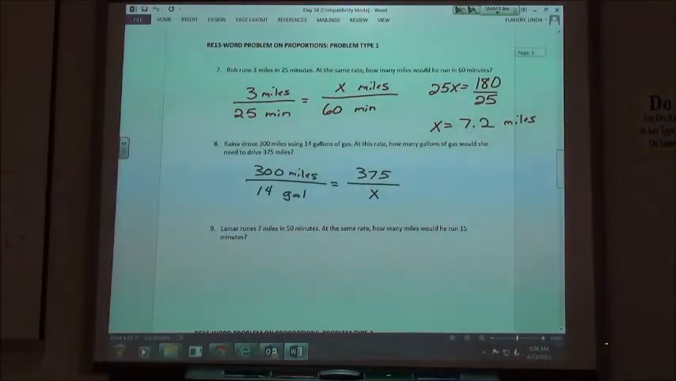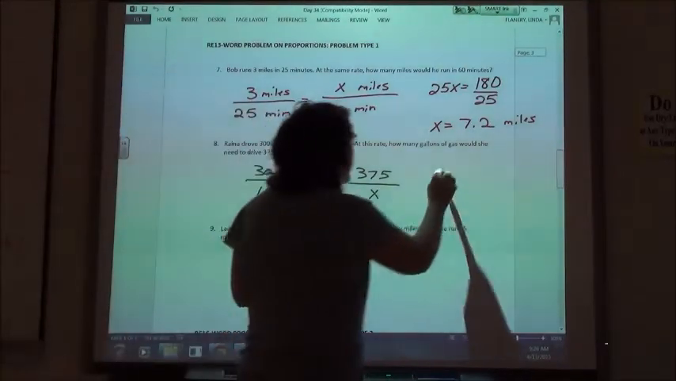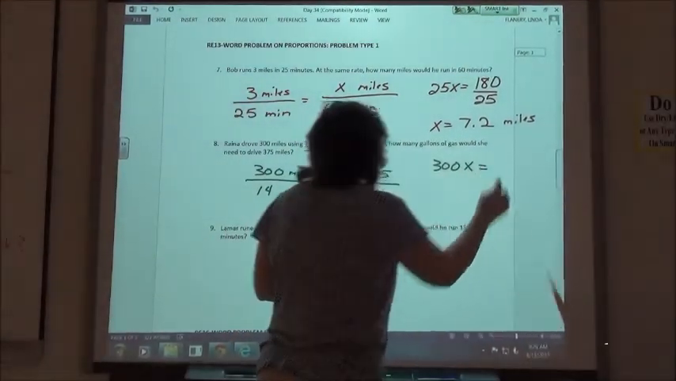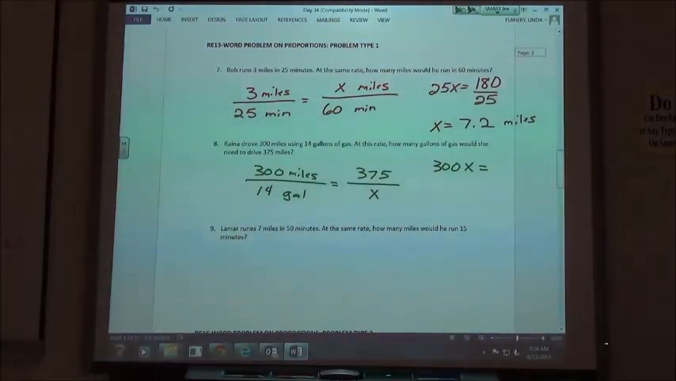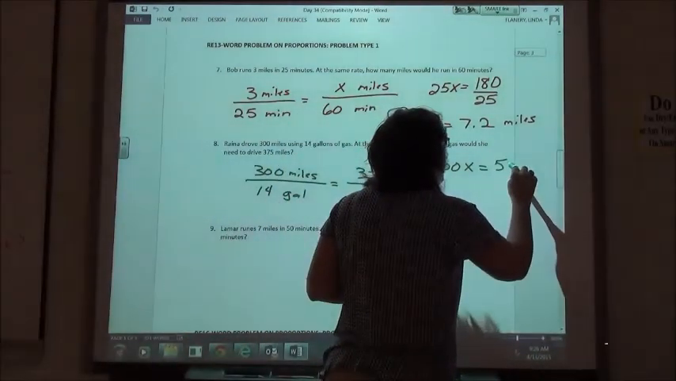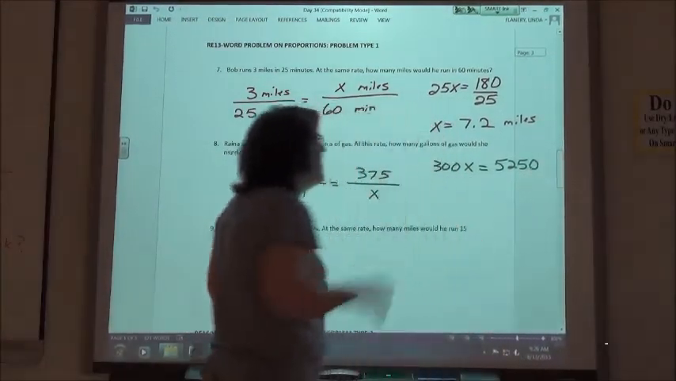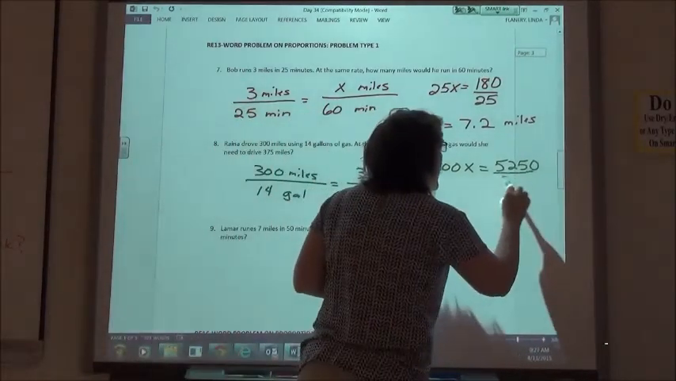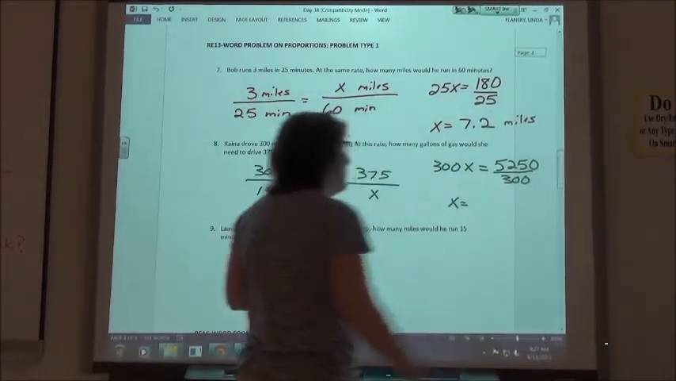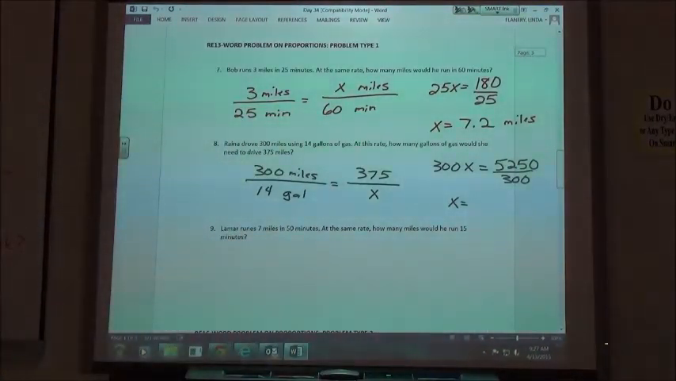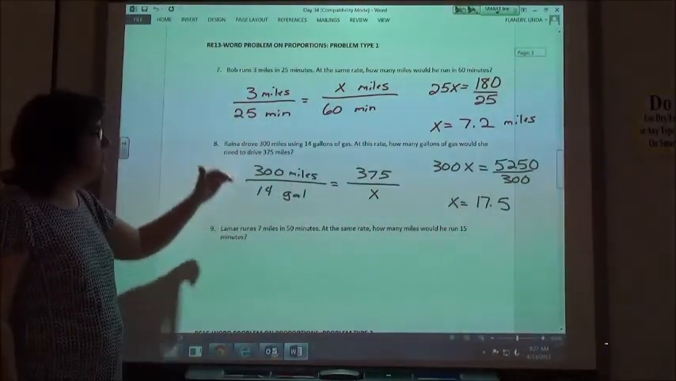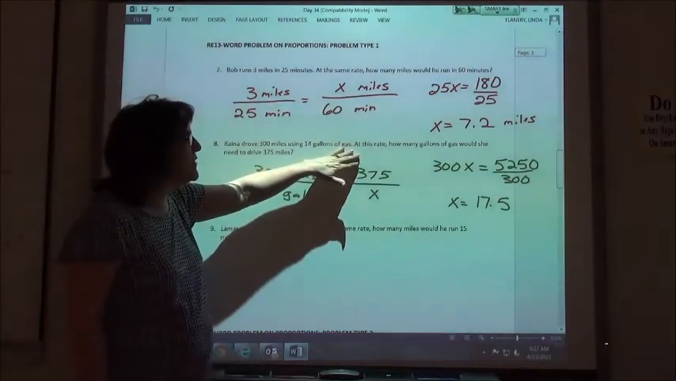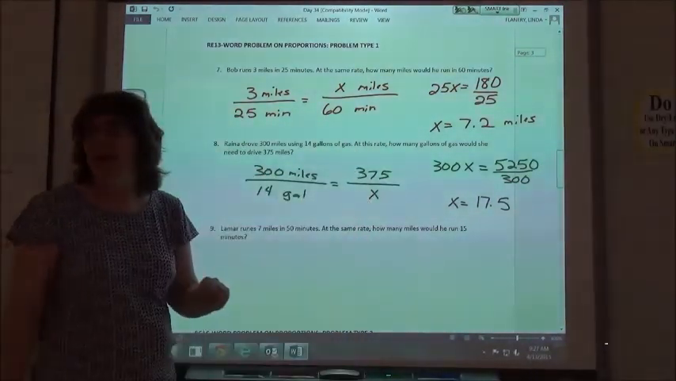So cross multiplying here, I like to do the pair with the X, so 300X would equal, and what's 14 times 375 then? 5,250? Yes. And then again, in order to solve that for X, all we're going to do is divide. 17.5. So if we go 300 miles using 14 gallons of gas, we can go 375 miles if we use 17.5 gallons of gas.